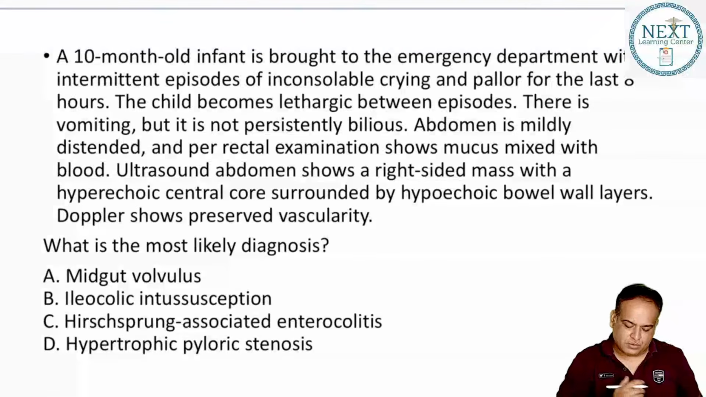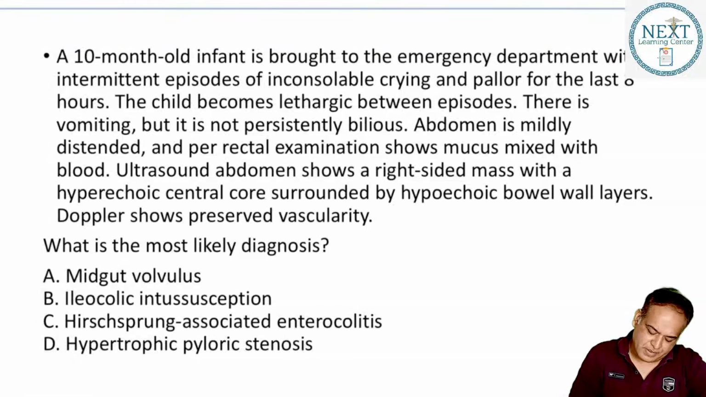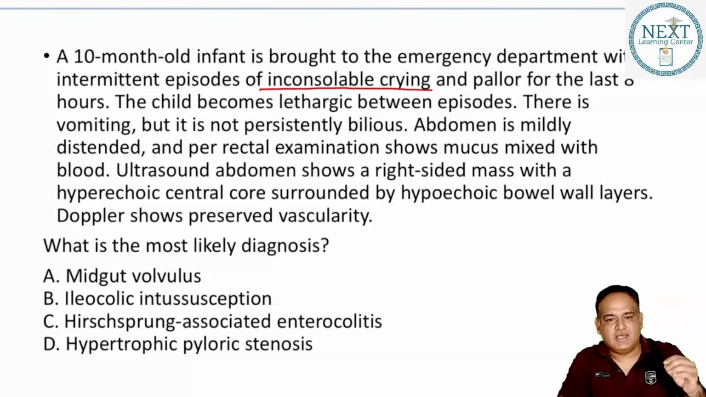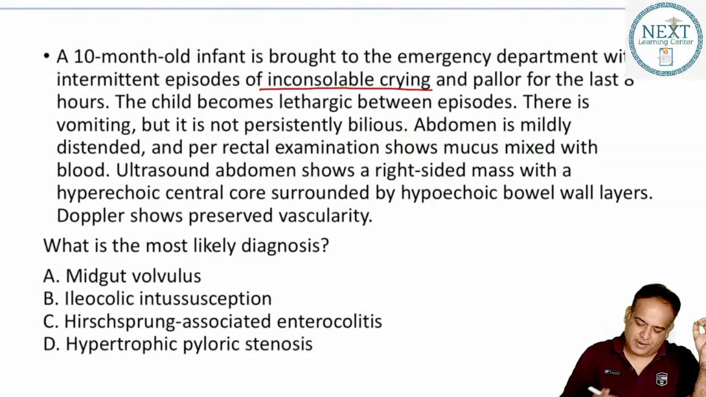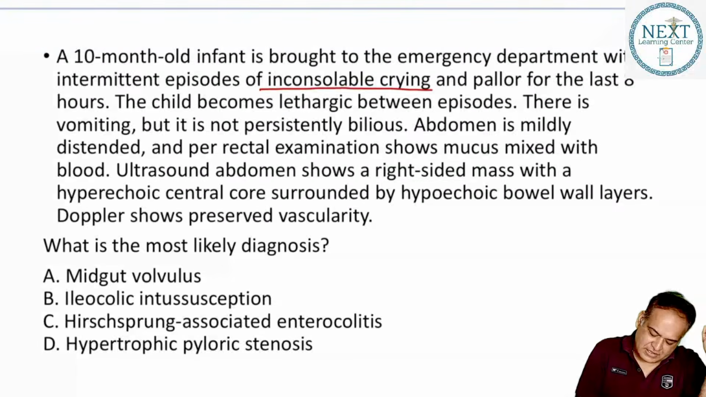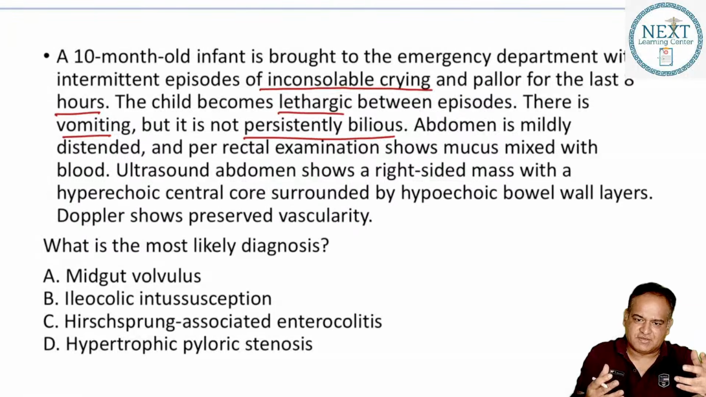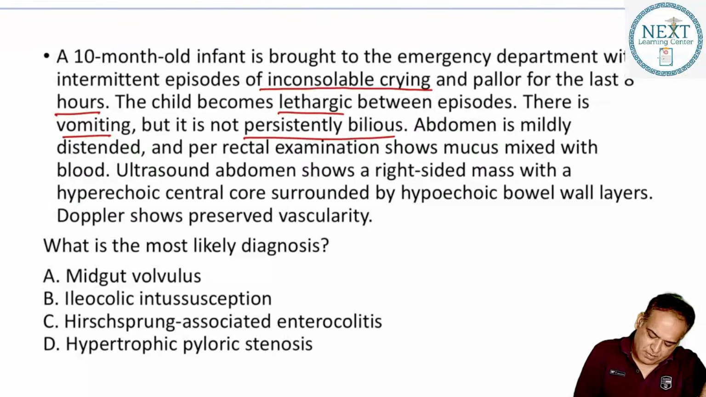A 10-month-old infant is brought to emergency with intermittent episodes of inconsolable crying. The child either cries or sleeps. Pallor for the last 8 hours. Child becomes lethargic. There is vomiting, but it is not persistently bilious. The passage opens up intermittently. Abdomen is mildly distended and per rectal examination shows mucus mixed with blood.